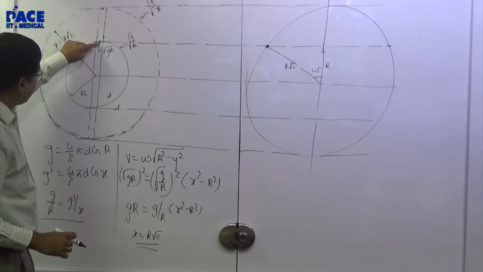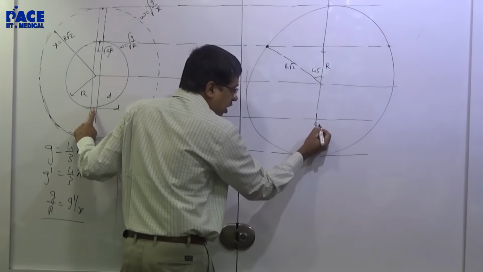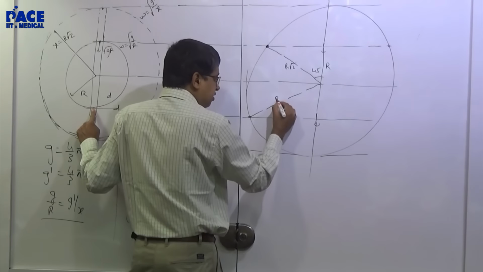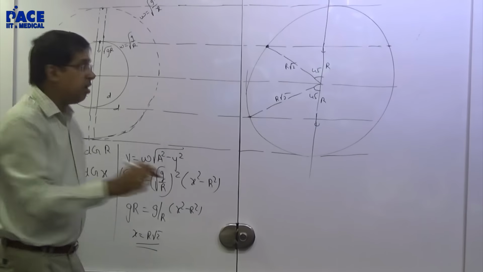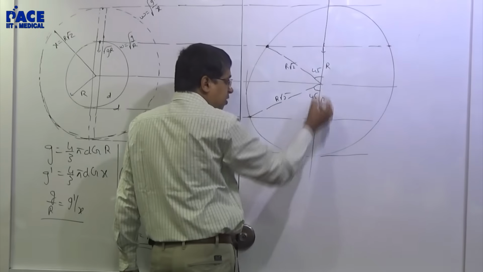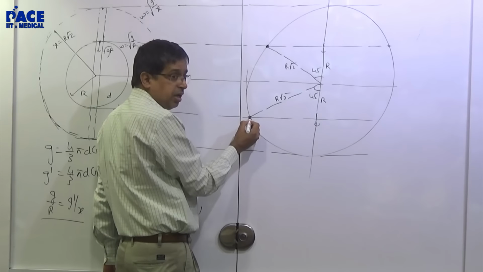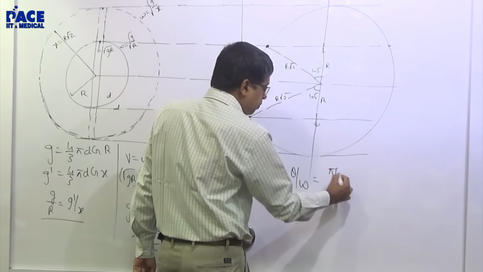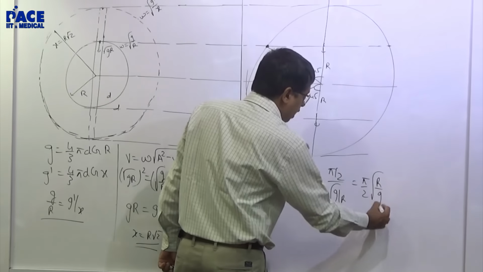Now you are asking me the time taken by the foot of the perpendicular to come from here till here. That means if the foot of the perpendicular here is going down, the phasor will be to the right or left? Left, 90 degrees. So once again, this is r root 2 and this is r. This angle is 45 degrees. It should be equal to the time for the phasor to come from here till here with the same angular velocity. Time will be theta by omega. Theta is pi by 2. Omega is under root g by r. This will be pi by 2 under root r by g.